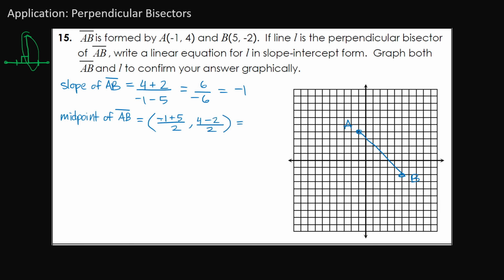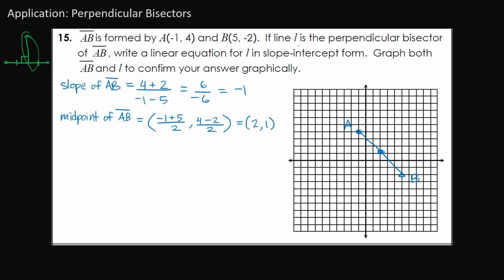And when I do the math, negative 1 plus 5 is positive 4. Positive 4 divided by 2 is positive 2. And 4 minus 2 is 2. 2 divided by 2 is 1. So the midpoint of segment AB is at 2, 1. I did a pretty good job of finding the midpoint there. So there's my midpoint. I know that line L is going to pass through this point.